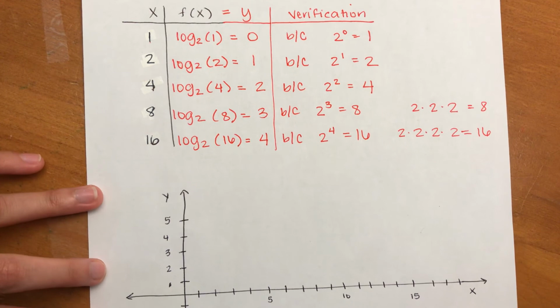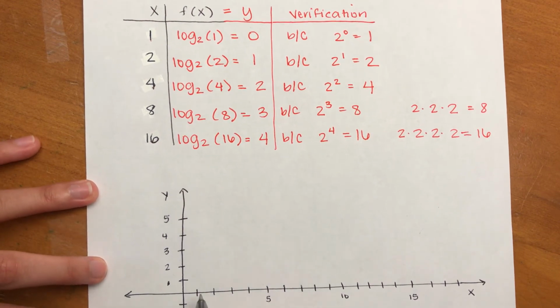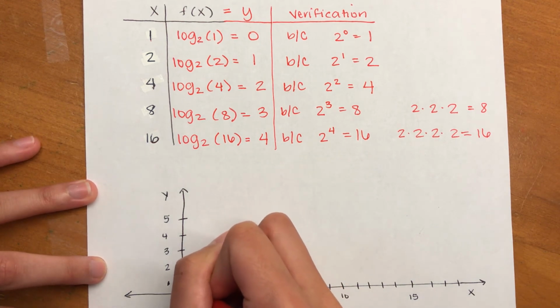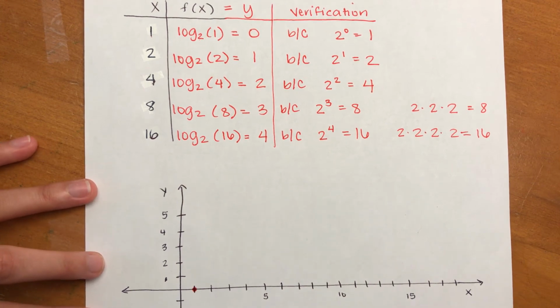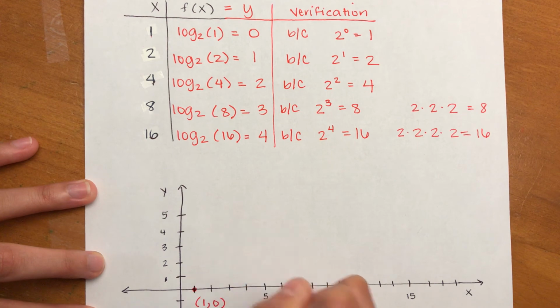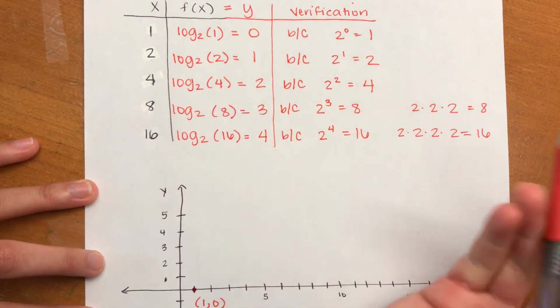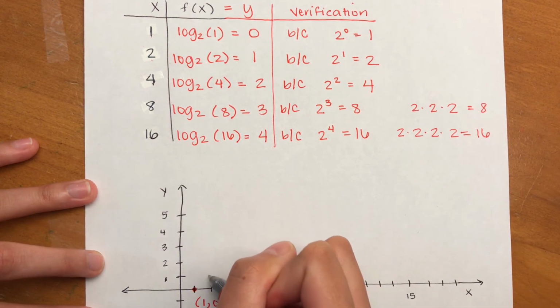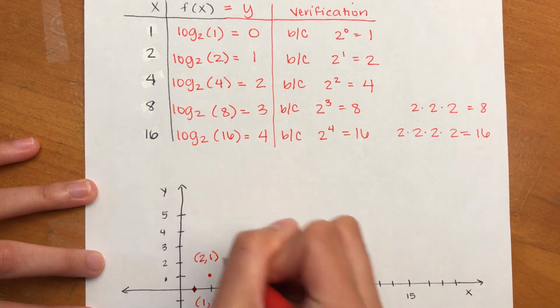So I'm going to go ahead and graph these. If I go over 1 and up 0, I'm right here. And that's going to be my point (1, 0). Next, I'm going to graph the point (2, 1). So I'm going to go over 2, up 1. That's the point (2, 1).